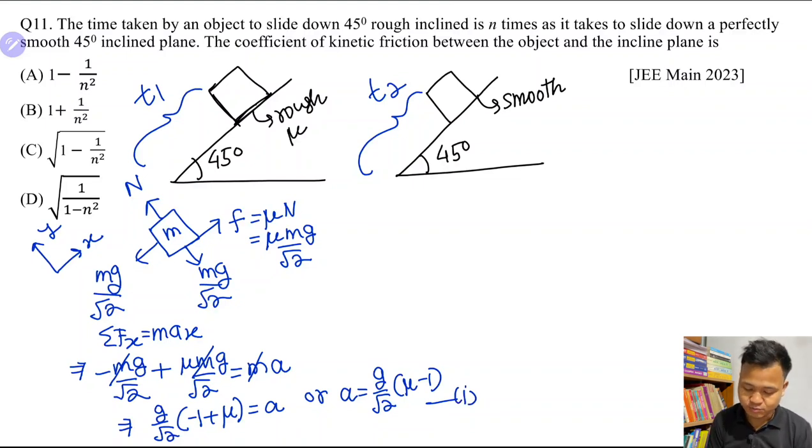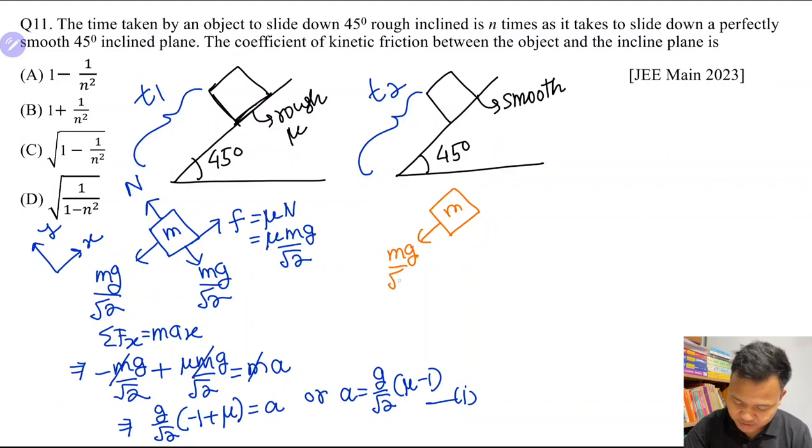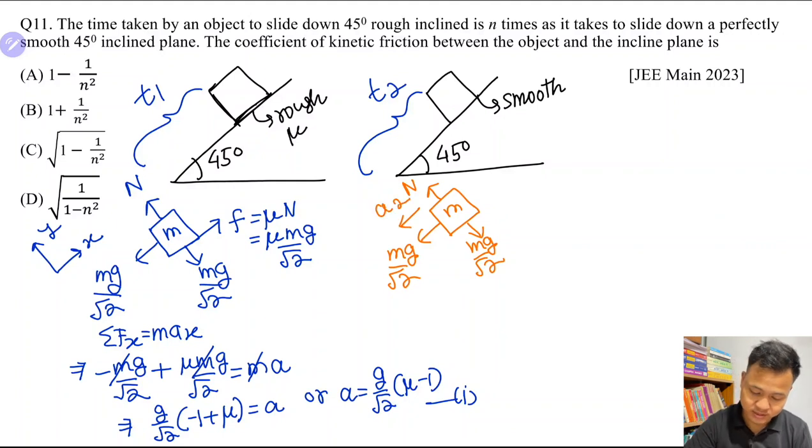Now let's draw the diagram for the smooth surface. Mass m has mg sin 45, so mg by root 2, and mg cos 45, again mg by root 2, and the normal force. Let's say the acceleration here is a2, and on the rough surface it is a1.